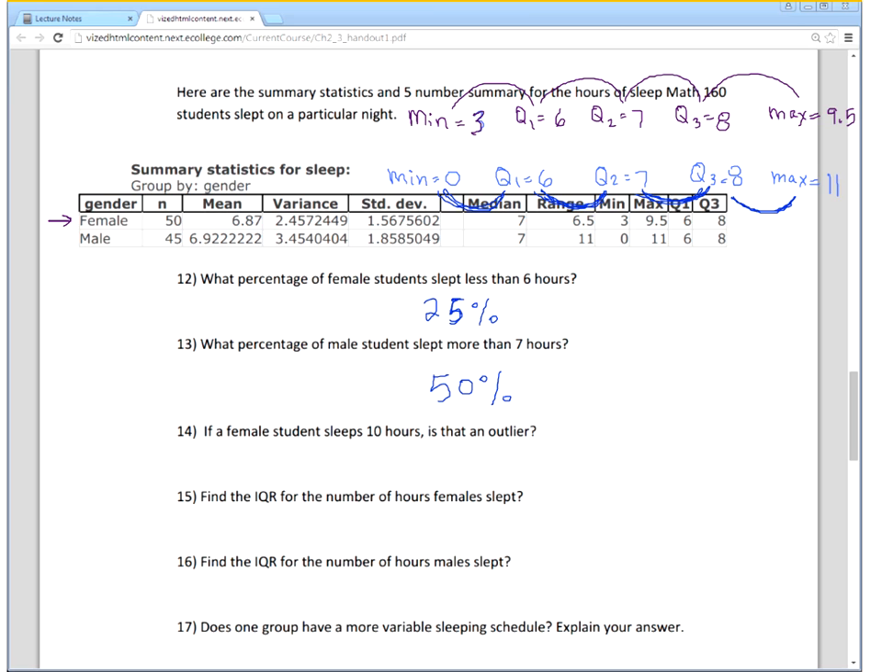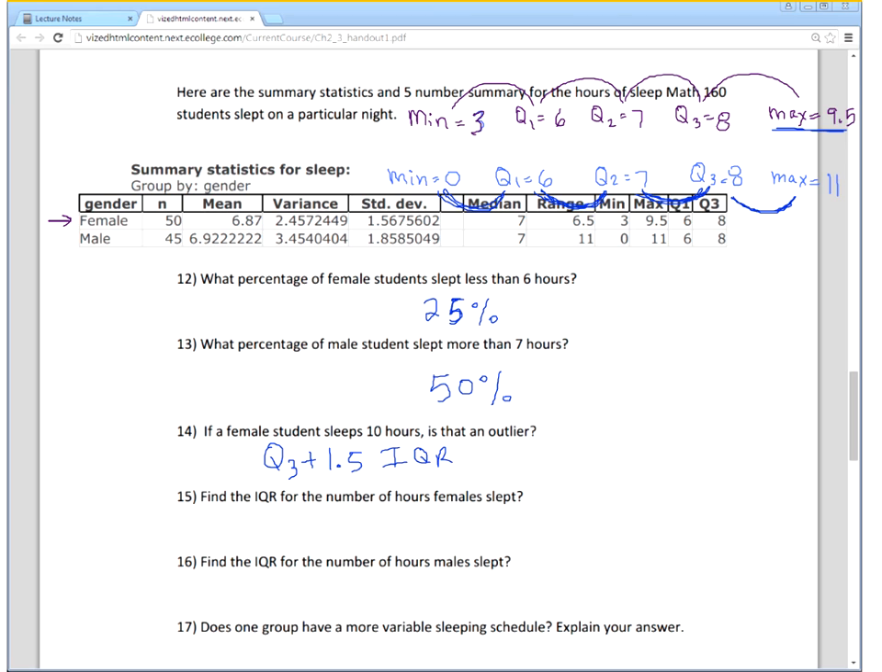And then if a female student sleeps 10 hours, is that an outlier? Well, you have to tell me why or why not. So a lot of you say no. Okay. So 10 hours, that's towards the right because the maximum is already 9.5. So then I just have to check the third quartile plus 1.5 times the IQR.